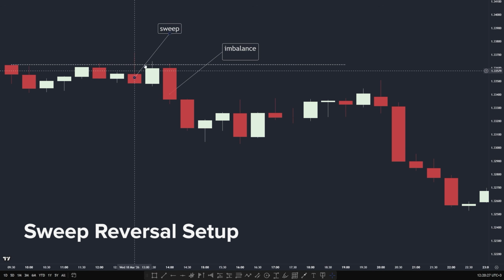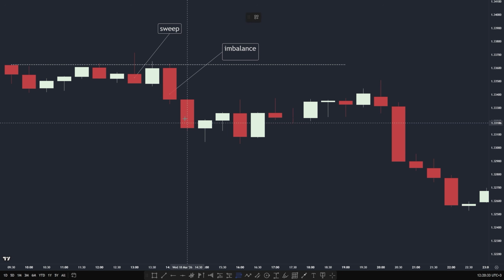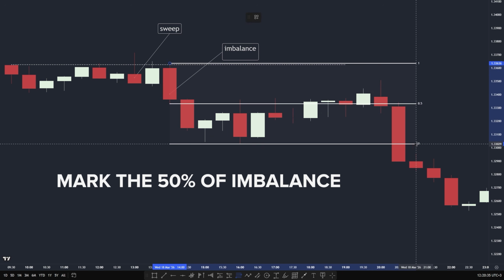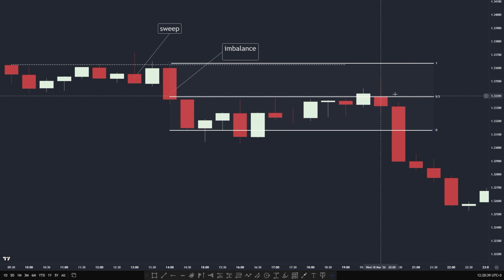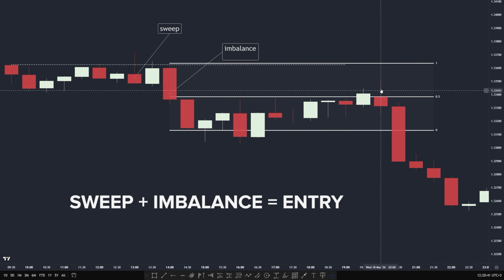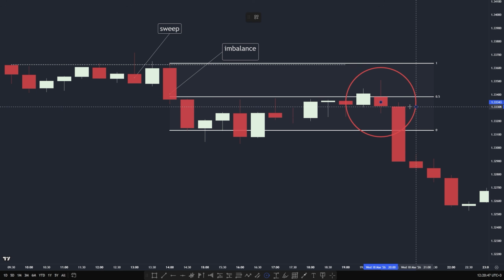If the imbalance follows a liquidity sweep and points in the direction of the reversal, I am interested. I place my entry at the 50% mark of that imbalance. Binary rule: if the imbalance follows a liquidity sweep and points in the direction of that sweep's reversal, entry at the 50% retrace into the imbalance.